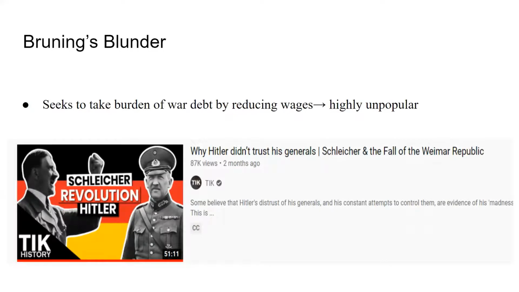So Bruning wanted to get rid of war debt through some complex economic mechanism by reducing wages. However, if you're reducing workers' wages during a depression, you're going to be pretty unpopular. So Hitler utilized that to undermine Bruning's power. And then Bruning lost his chancellorship.